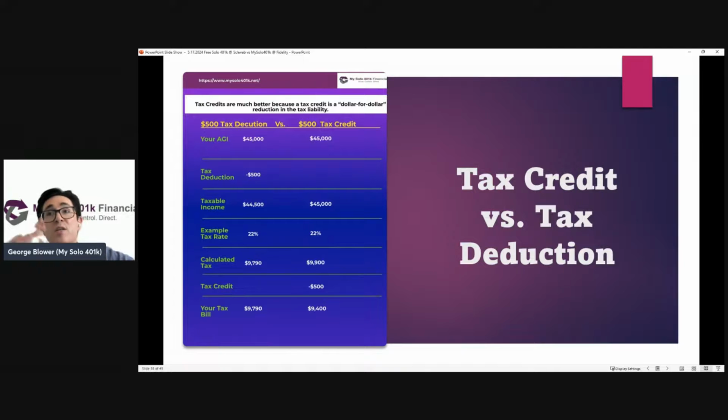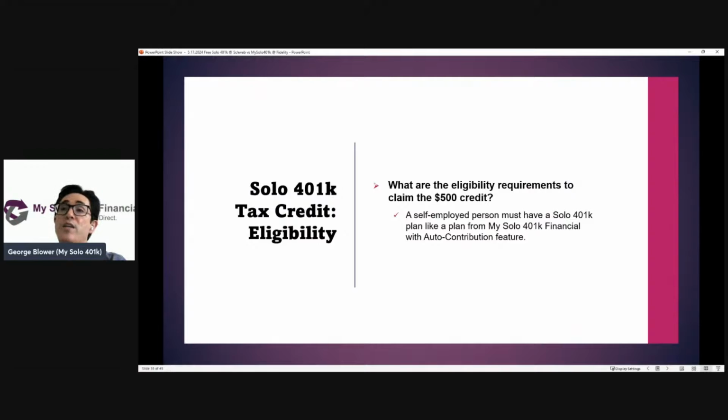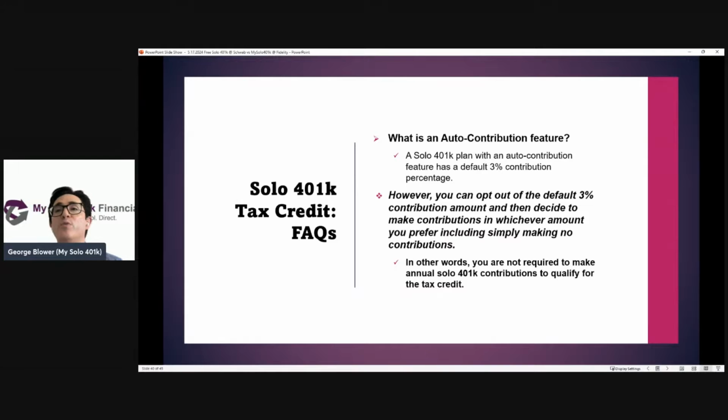With a tax deduction, you're reducing your taxable income, then calculating your tax liability. With a tax credit, it's preferable because you first determine your tax liability, then you reduce that liability dollar for dollar. So again, in order to be eligible for the credit, you have to be self-employed, with no employees working for any business owned by you or a spouse, if any, so that you're eligible to set up a solo 401k plan generally.